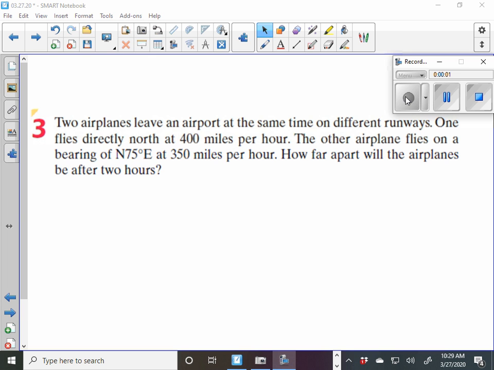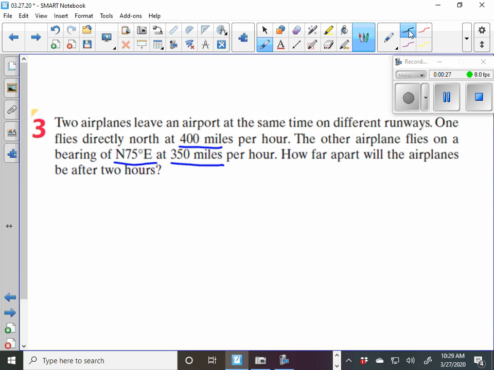Okay, law of cosines application problems. Two airplanes leave an airport at the same time on different runways. Essentially, they're saying they're leaving from the same place. One flies directly north, 400 miles per hour. The other airplane flies at a bearing of north 75 degrees east, 350 miles per hour. How far apart will the airplanes be after 2 hours?